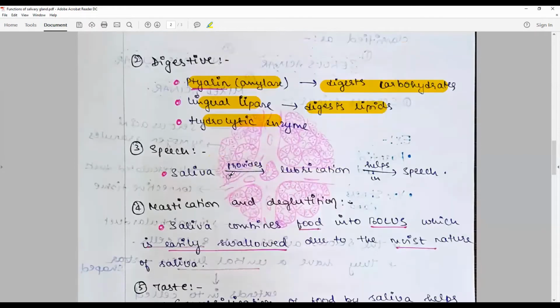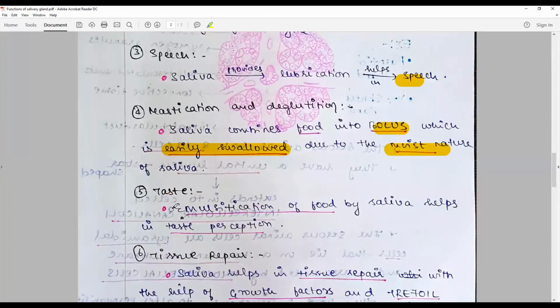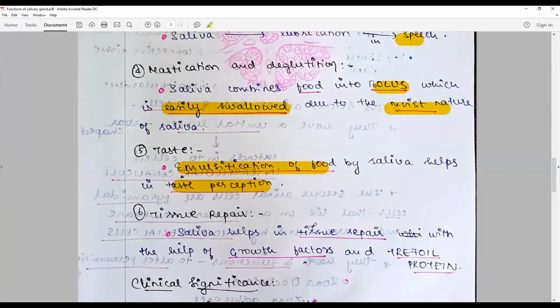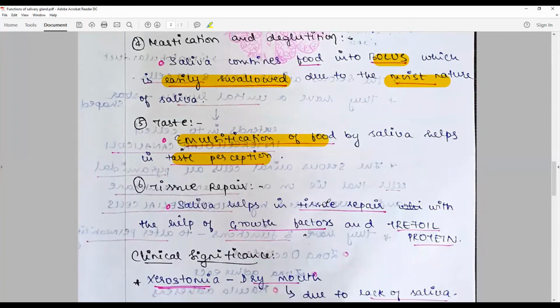Saliva provides lubrication and keeps the entire oral cavity moist, thereby preventing infections as well as helping in proper speech. Mastication and deglutition: saliva is combined with food into a bolus, which can be easily swallowed via the peristaltic nature. This happens only by the presence of the 99% water in saliva. Taste: emulsification of food by saliva helps in taste perception. They make the bolus change from solid to semi-solid in nature. Tissue repair: saliva helps in tissue repair with the help of growth factors and other proteins.